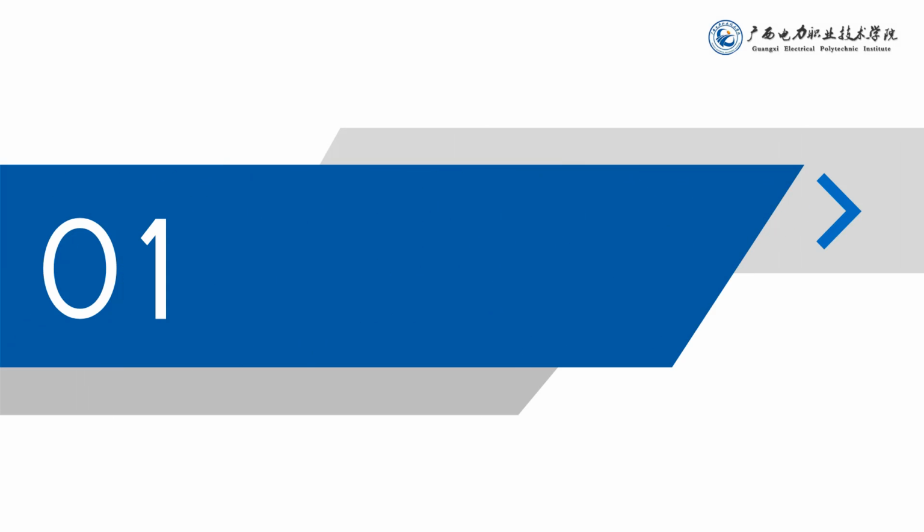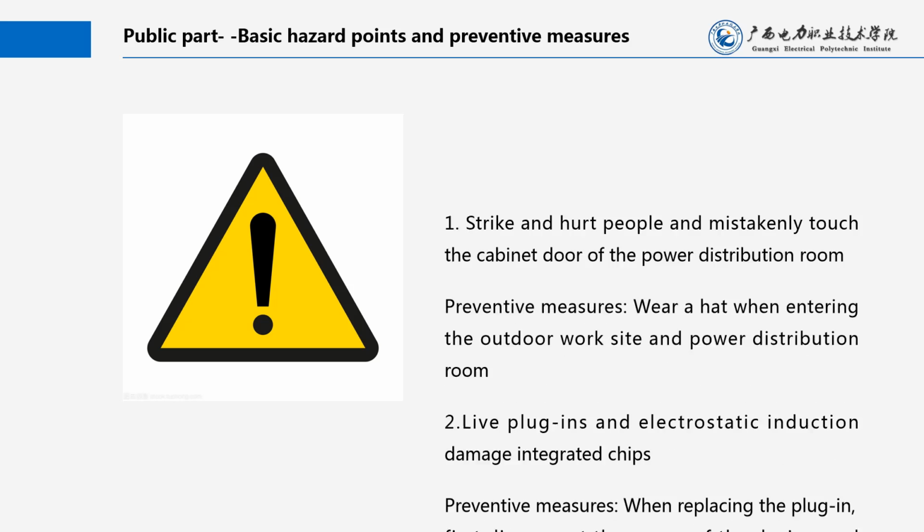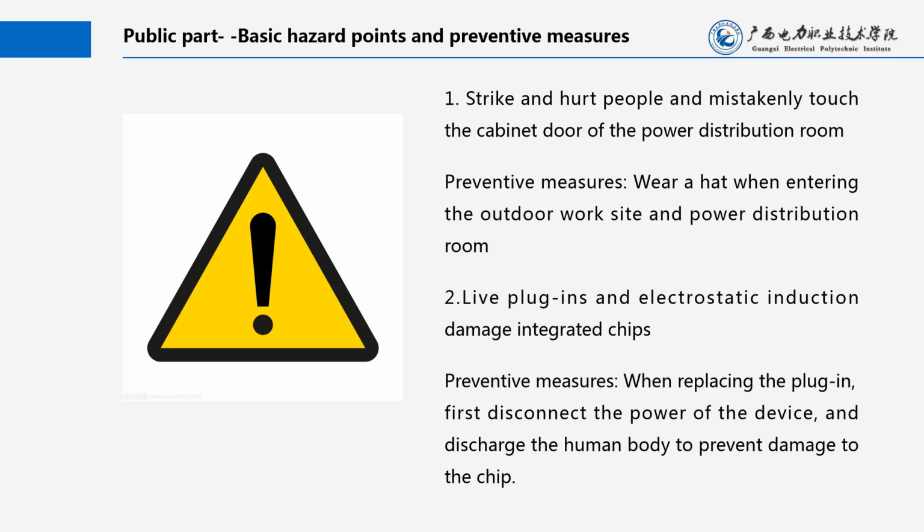1. Public part basic hazard points and preventive measures. 1. Strike and hurt people and mistakenly touch the cabinet door of the power distribution room. Preventive measures: wear a hat when entering the outdoor worksite and power distribution room. 2. Live plug-ins and electrostatic induction damage integrated chips.